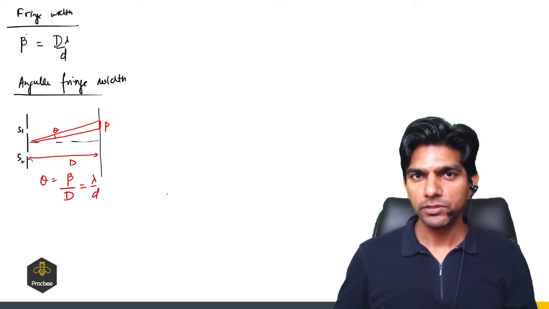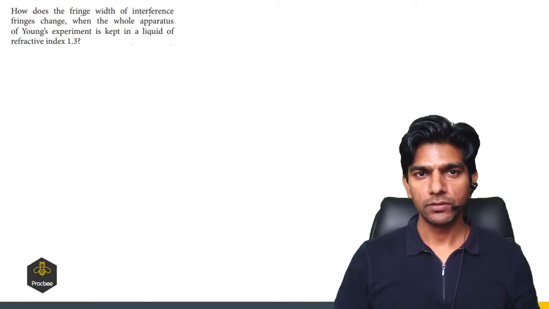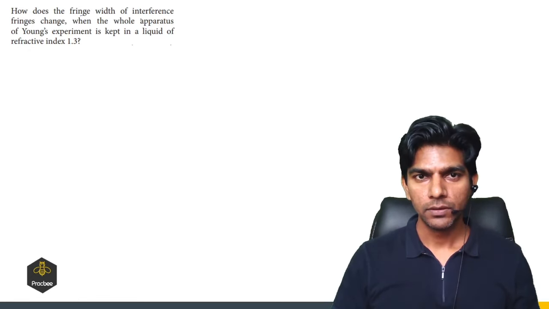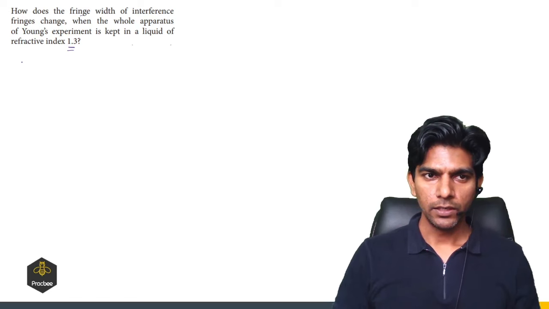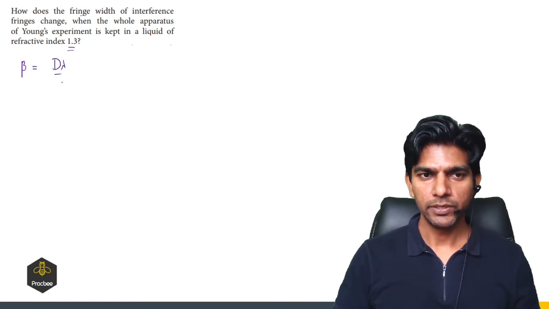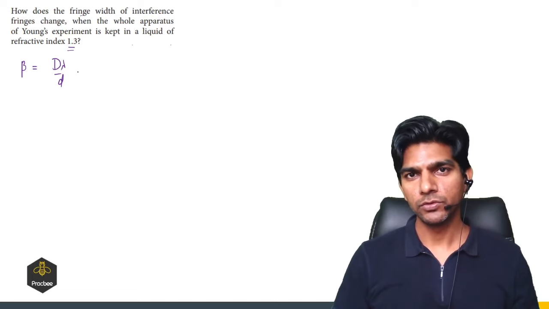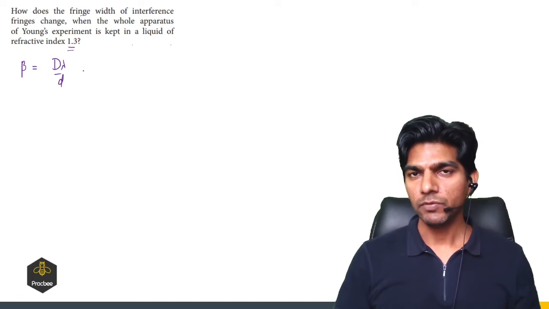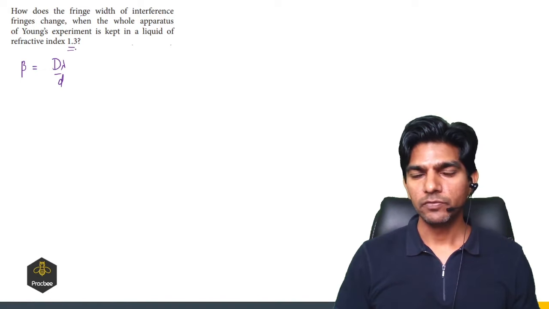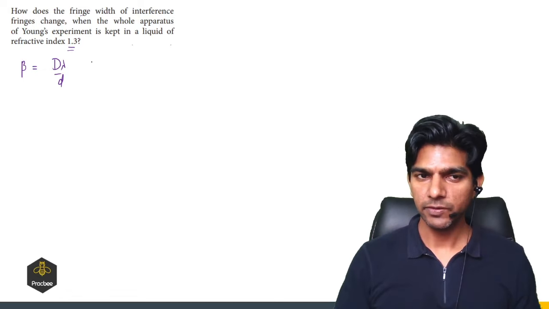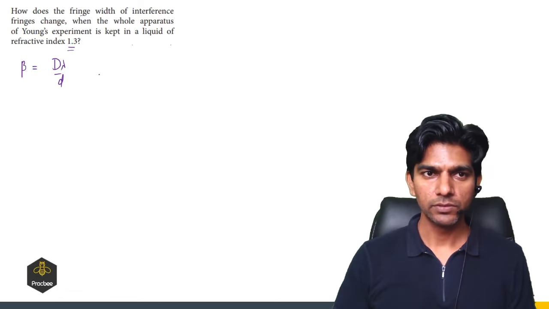Now let us see some illustration. How does the fringe width of interference fringes change when the whole apparatus of Young's experiment is kept in a liquid of refractive index 1.3? Now the fringe width is given as D lambda by small d. So we can say it is directly proportional to the wavelength. If we change the medium, the wavelength decreases by the factor 1.3. So if the wavelength is decreasing, then beta will also decrease by the same factor. So that is the answer of this question.